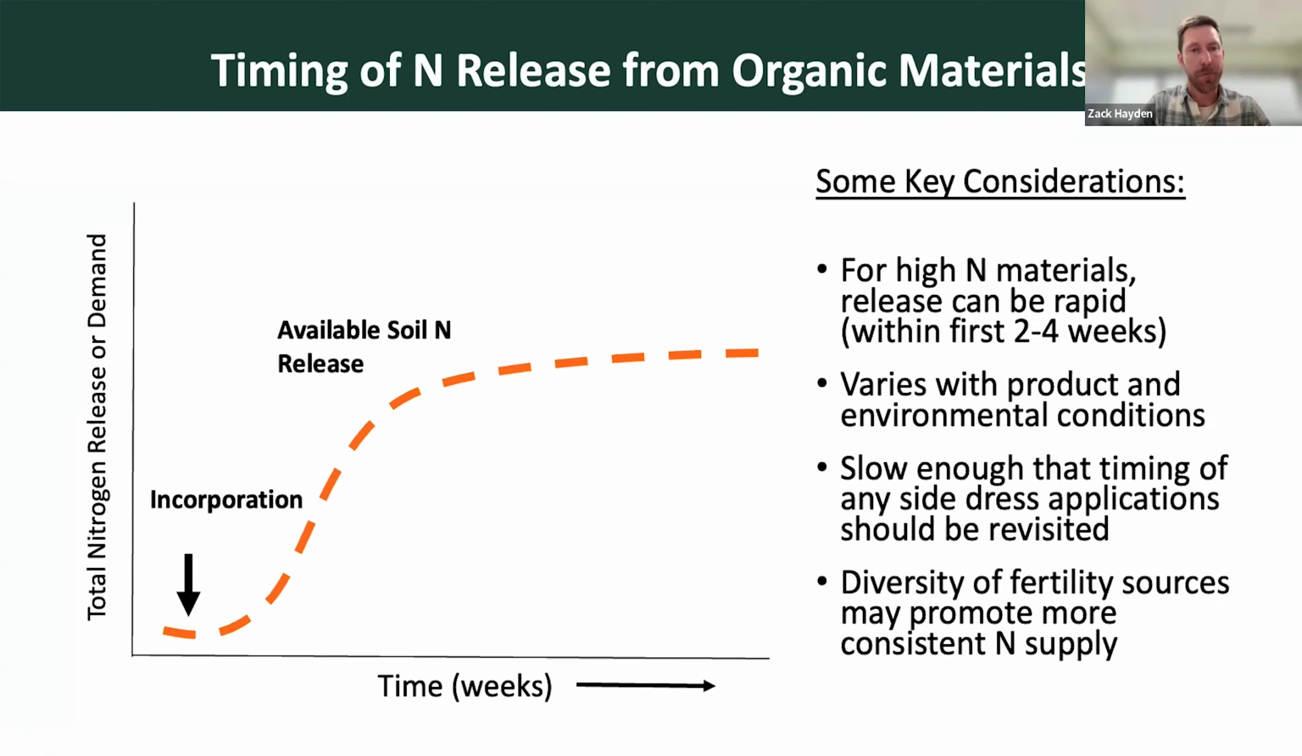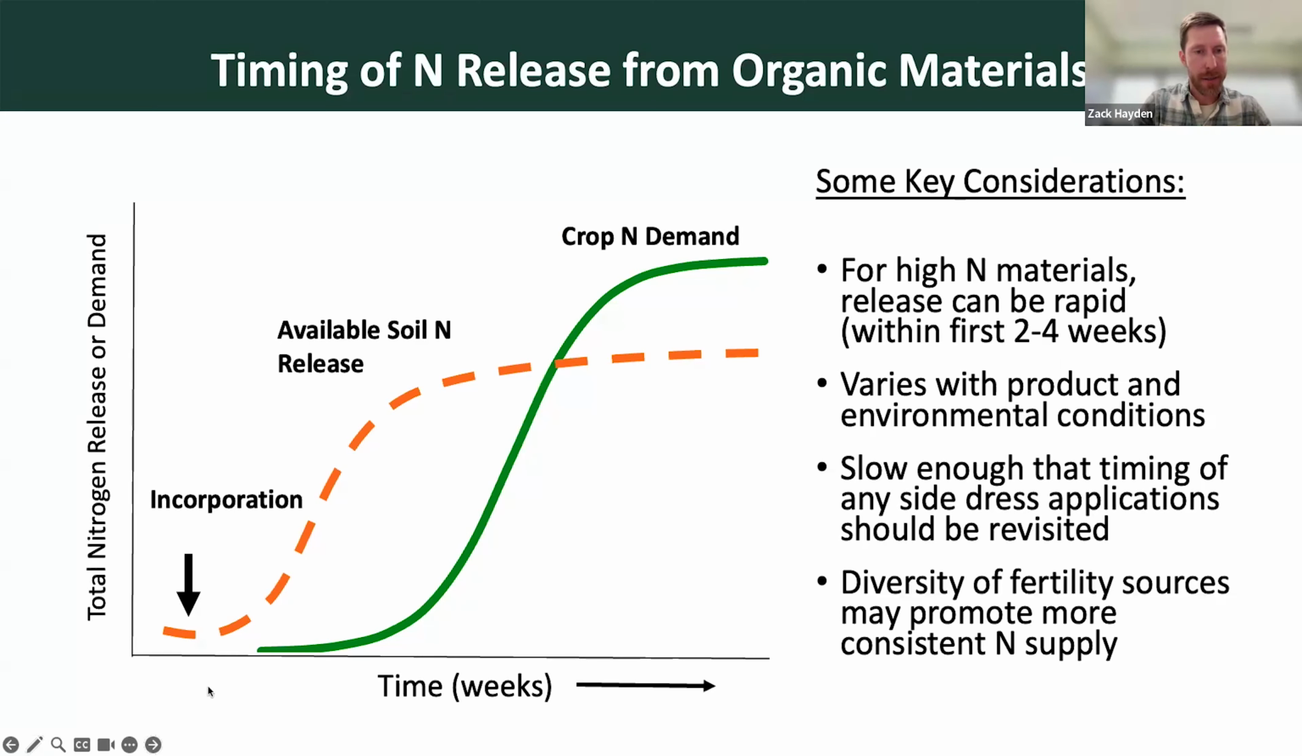So usually for high-end materials, we're looking at a considerable amount of that becoming available within the first 2 to 4 weeks. Now, crop nitrogen demand, because we have to apply these often before planting, is going to pick up later. An important point I want to make is that few organic materials, if you apply them right at this period of peak demand, mineralization is not as fast as uptake by some of our very high demanding vegetable crops. So it's very tough to keep up.